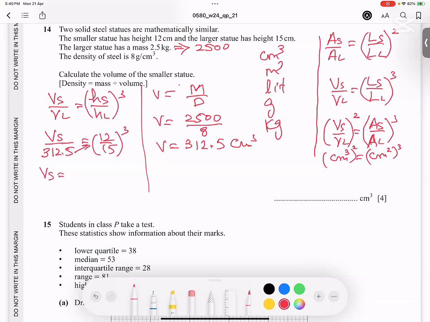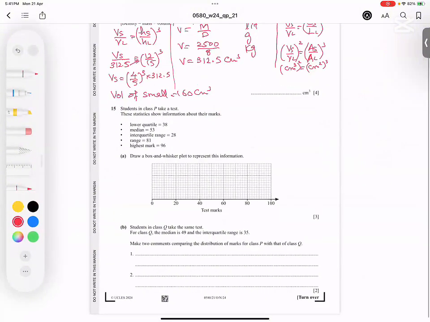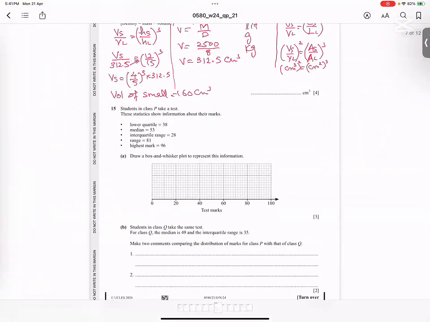It will multiply there. It will turn to be this form. 4 over 5 cubed times 312.5. So when I type in the calculator 312.5 into 4 over 5 power 3, I got 160. So the volume of the small statue is 160 centimeter cube. I hope the point is clear. And this is no more in the syllabus. That is why I'm skipping. And let's go to the next page.